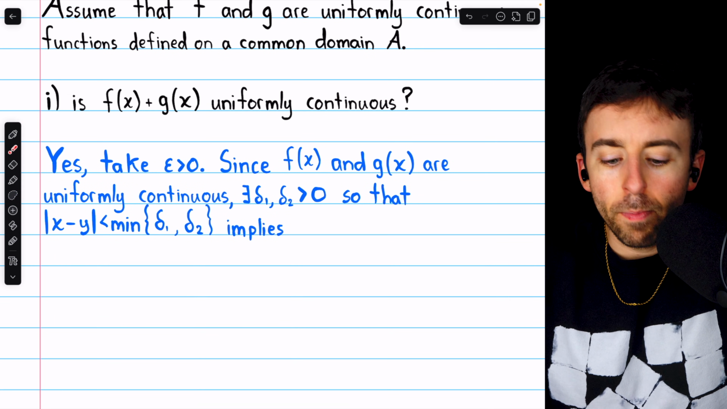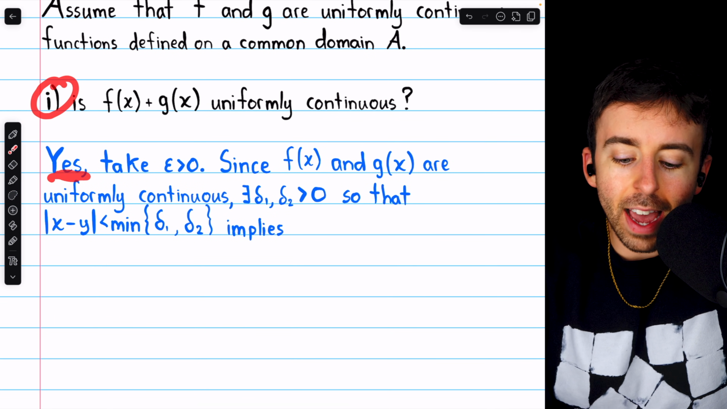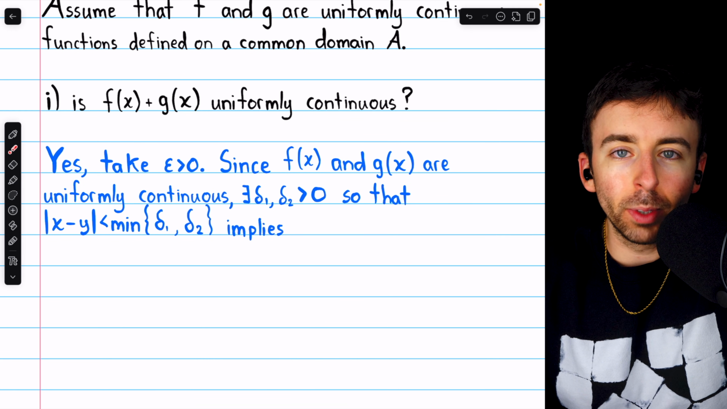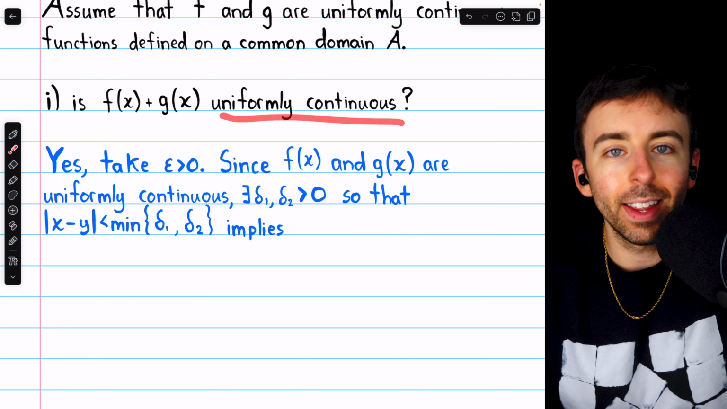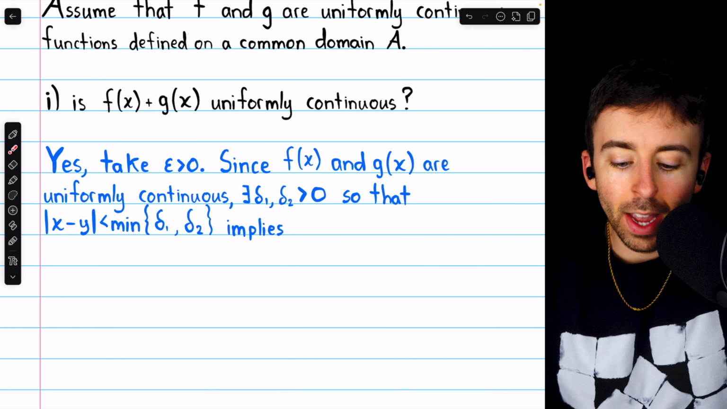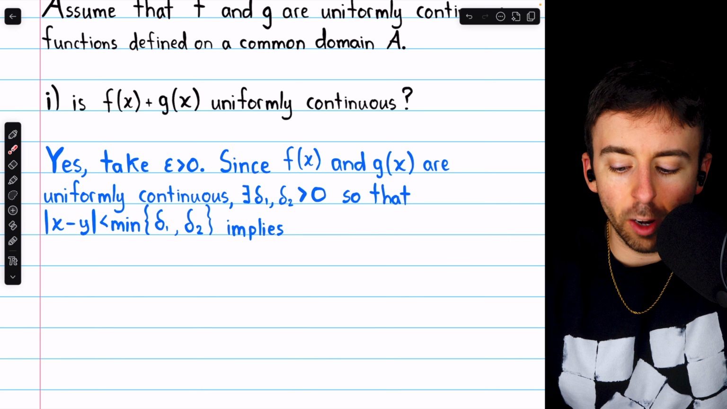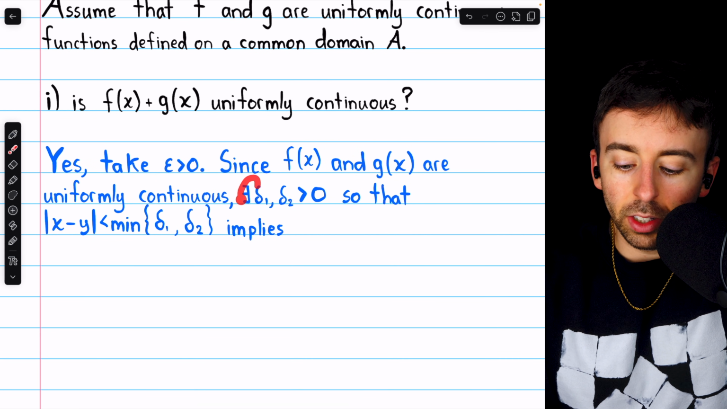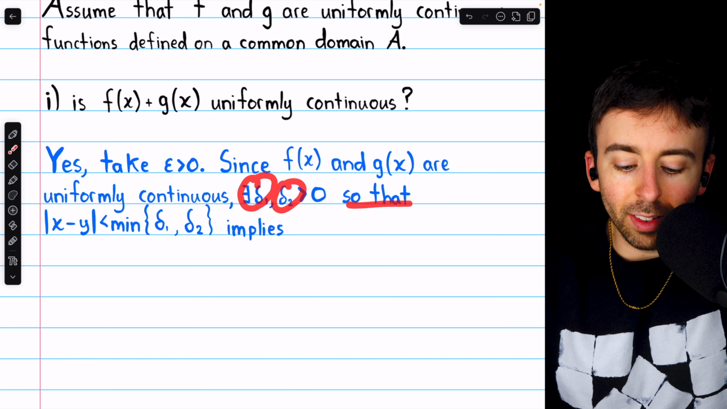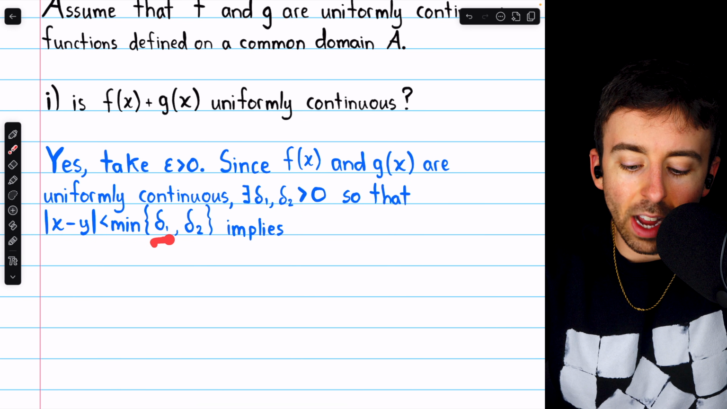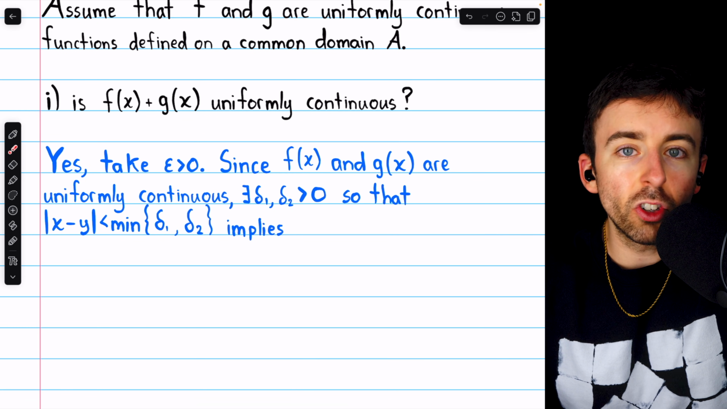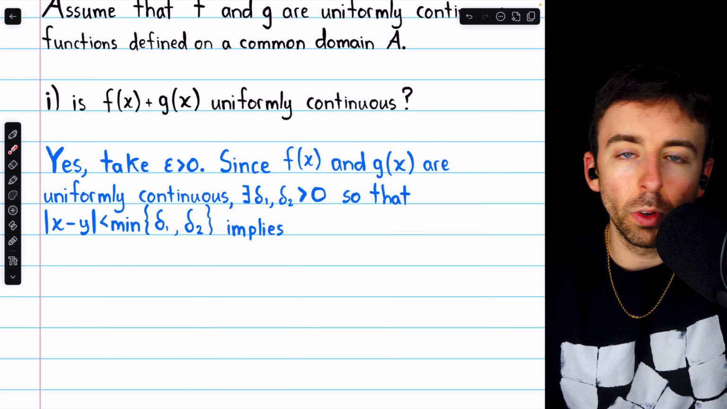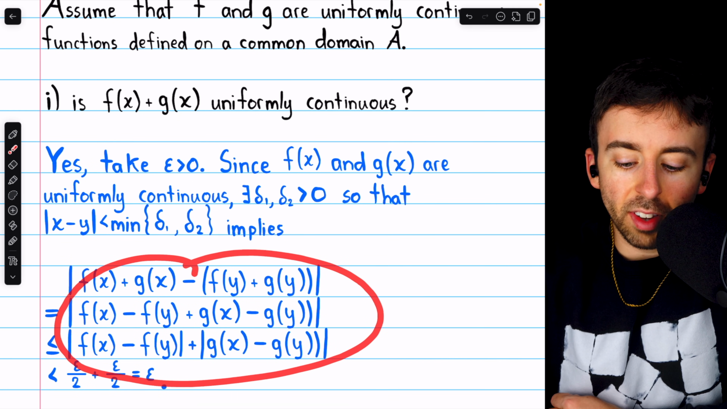Getting into the solution, beginning with part 1, the answer is yes. If f and g are uniformly continuous, adding them does not cause any problems. The sum is still uniformly continuous, and we should prove that. So let's take epsilon greater than 0. Of course, since f and g are uniformly continuous, there must exist a delta 1 and a delta 2, so that as long as x and y are within delta 1 and delta 2 of each other, f of x and g of x will satisfy the condition for uniform continuity. And see how this works out in our proof.